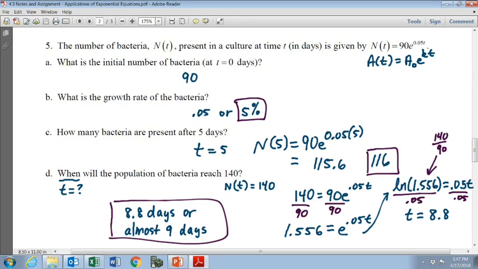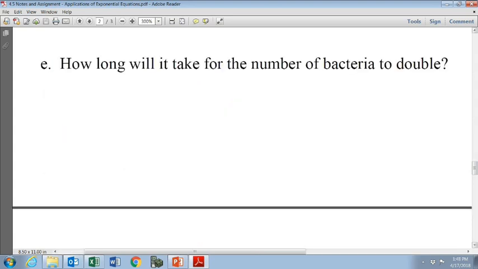So basically number 6 is just like the one I just did. And so you'll just do that one, and then we're going to go ahead and skip to, oh, I'm sorry, I forgot one problem, part E. It says, how long will it take for the number of bacteria to double? Well, let's see.